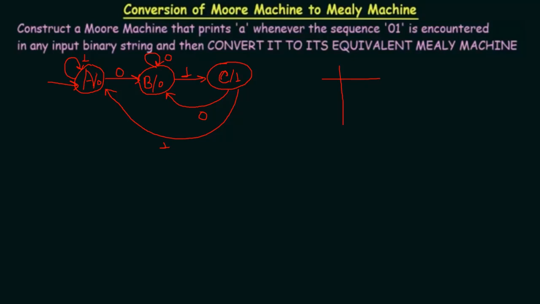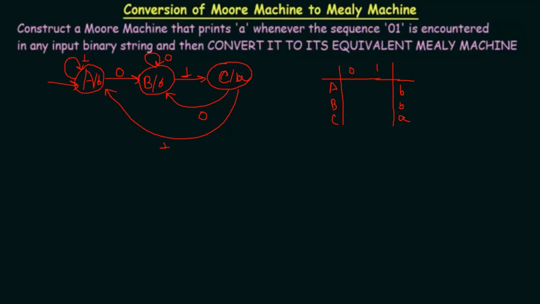Let me just quickly draw it. There are 3 states, A, B, and C. There are 2 input alphabets, 0 and 1, right? So the output alphabets here are small b and small a. So for C it was small a, and for other cases it was small b.